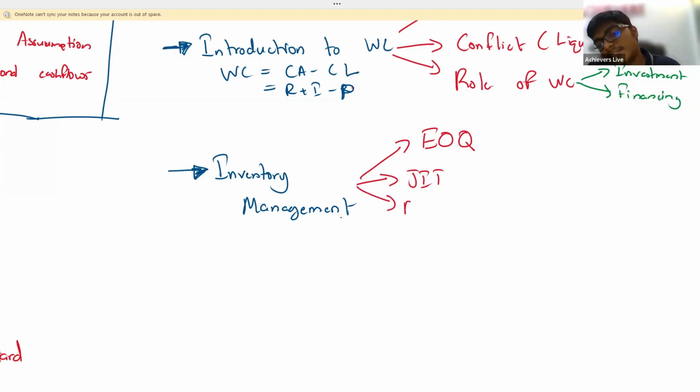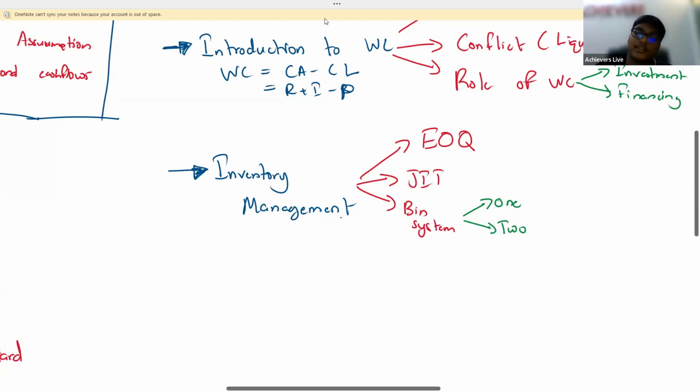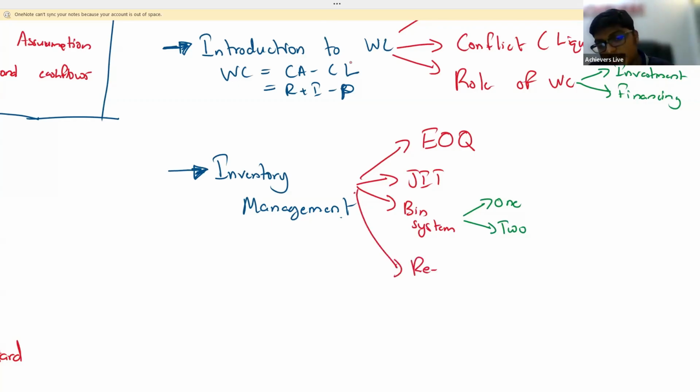Next thing which we learned was bin system. So under that there were two further types. One is bin system. I'm not going to go into detail, that is something which is not that important. And next, there are two more. We looked at reorder levels and we looked at periodic review.